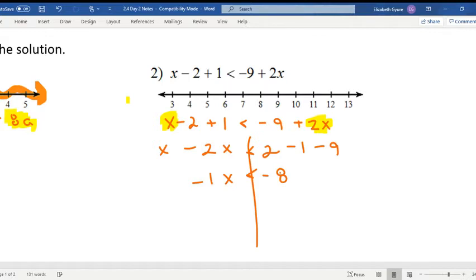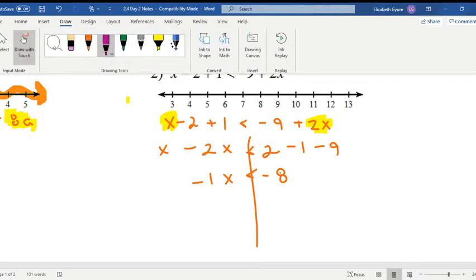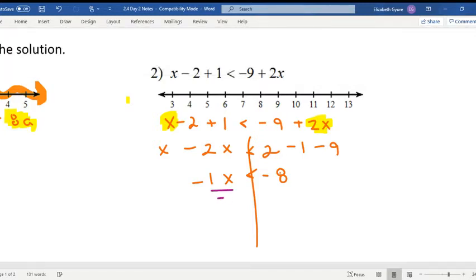negative 8. Good. And now we need to divide both sides by what? Negative 1. And this is interesting. I'm dividing by a negative. Who can remind me what happens when we multiply or divide both sides by a negative? Flip the sign. I knew you were already telling me, Annalise, but yeah, you flipped the sign. So our less than is going to become a greater than. Ladies and gentlemen, a negative divided by a negative is a positive, and 8 divided by 1 is just 8.